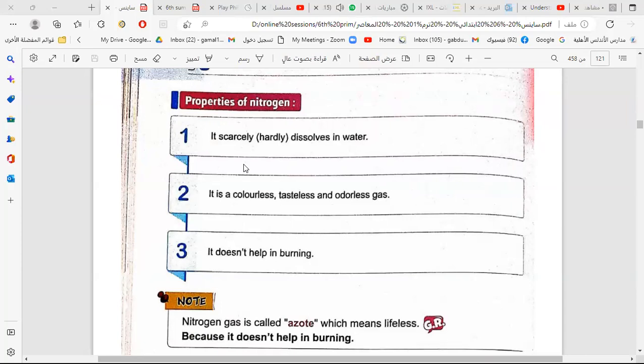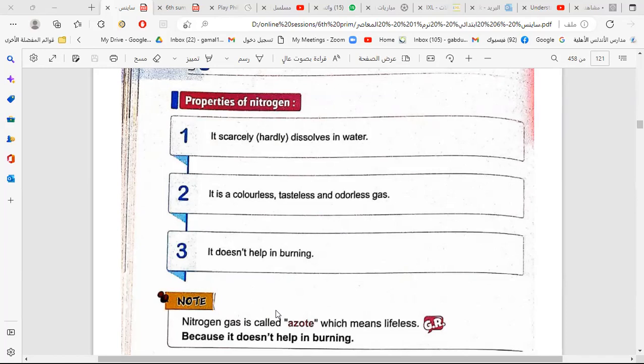The clear air has no color, no taste, and no smell. Maybe the polluted air has a smell or a taste or a color, but the clear air, the fresh air, has no color, no taste, and no smell. So it is the same because most of the air is nitrogen. So nitrogen is colorless, tasteless, and odorless. And also, it is scarcely or hardly dissolved in water.